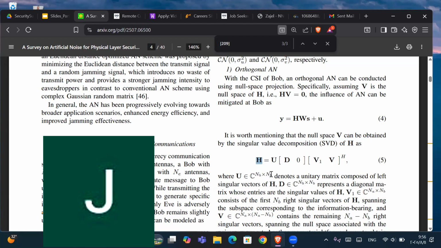Left singular vectors, they are independent vectors. And the dimension of this matrix that contains these vectors is NB by NB, which is the number of antennas at Bob. If Bob has 4 antennas, then the dimension of U will be 4 by 4. And D represents a diagonal matrix whose entries are the singular values. So we have eigenvectors and we have eigenvalues or singular values of it. And the dimension of it is NB by NB.